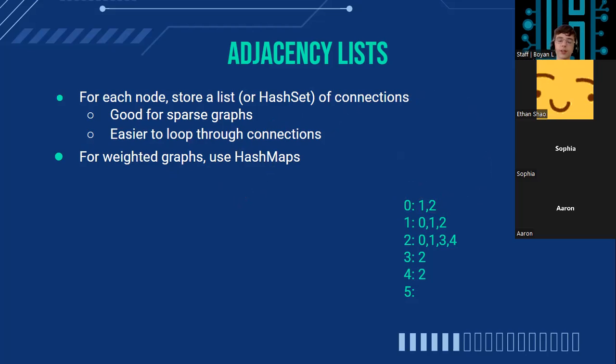So a hash map, the way that would work is we would be mapping this node to its weight. So for example, in node 0, its adjacency list would actually be a map that stores, let's say, node 1 is mapped to the weight of 5, and node 2 is mapped to the weight of 3, let's say.